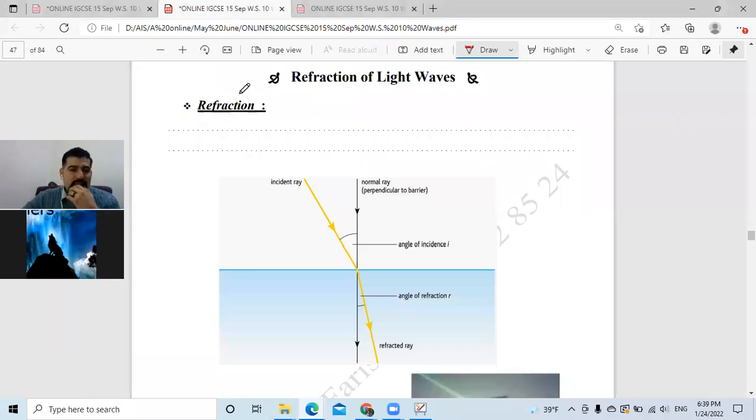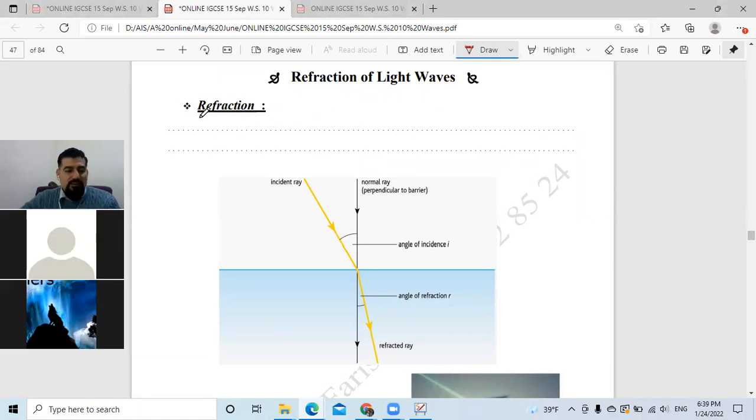Who can tell me the meaning of refraction? The bending of the light. Yes, we said that last time, the bending of the light or the bending of the wave at the surface between two different media. And why does this happen? Because light is slower in optically dense media. Exactly, it changes its speed.